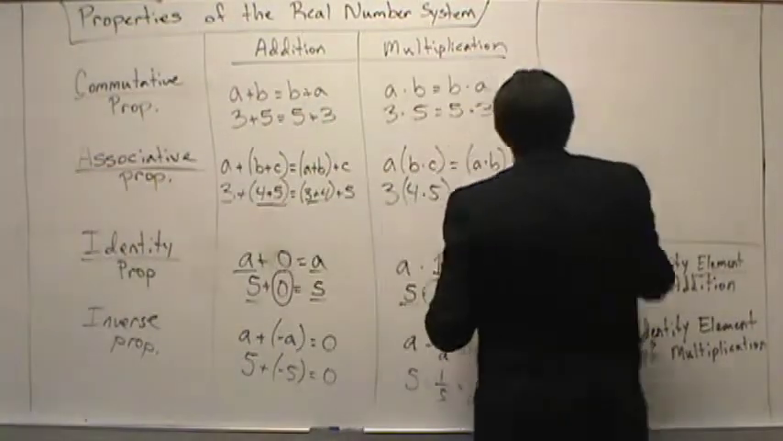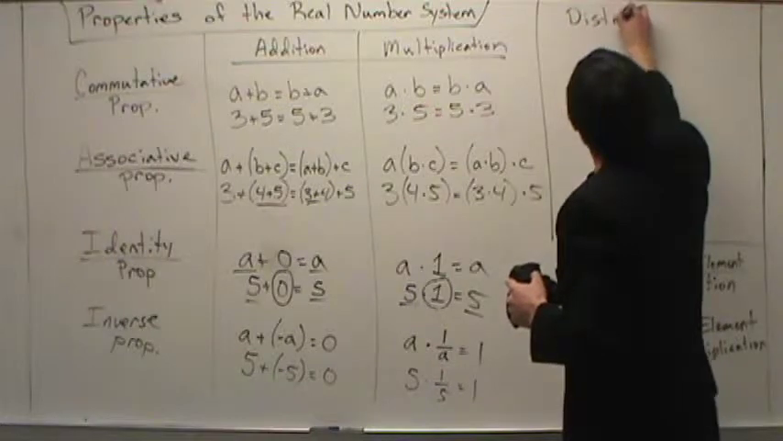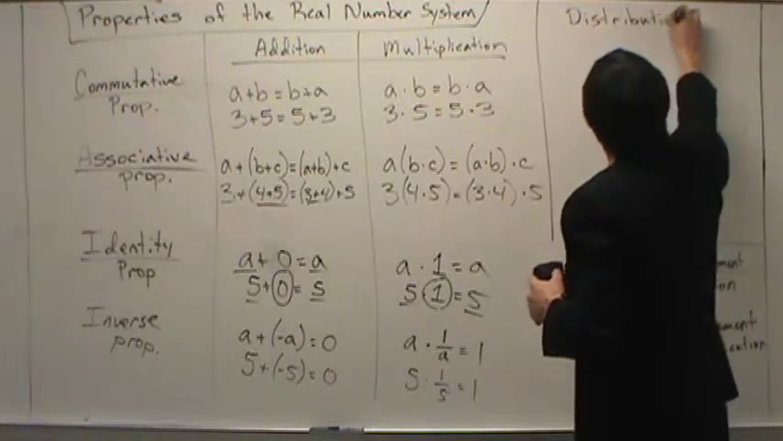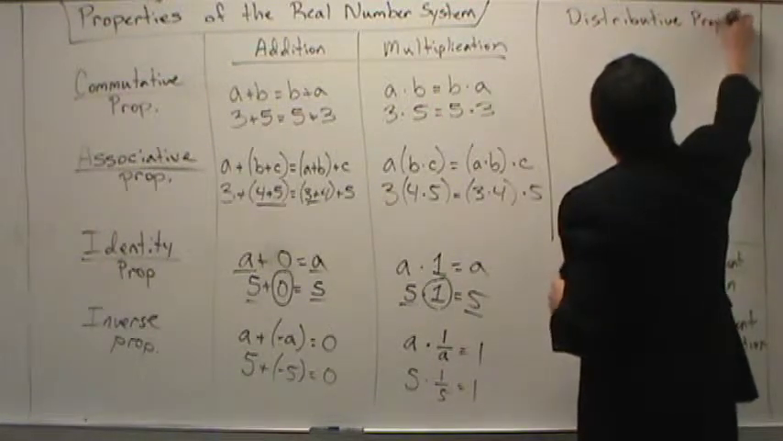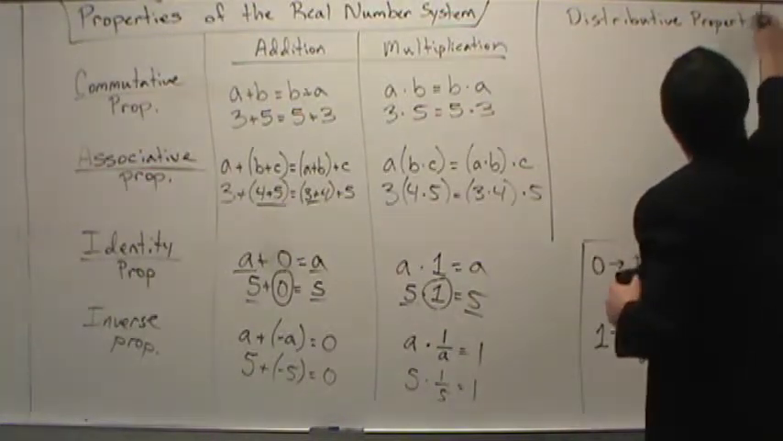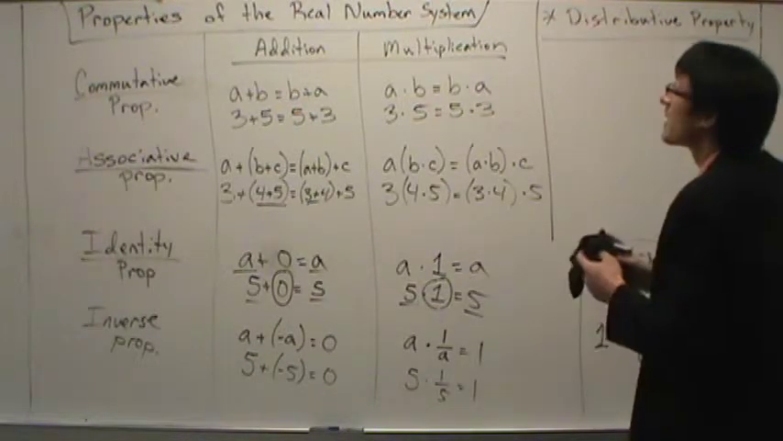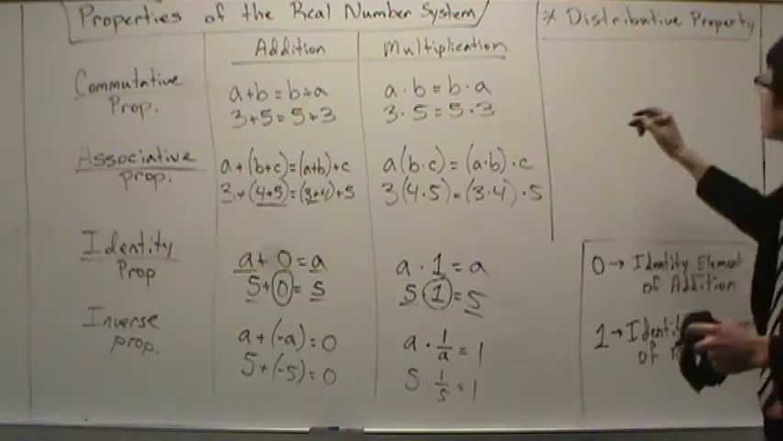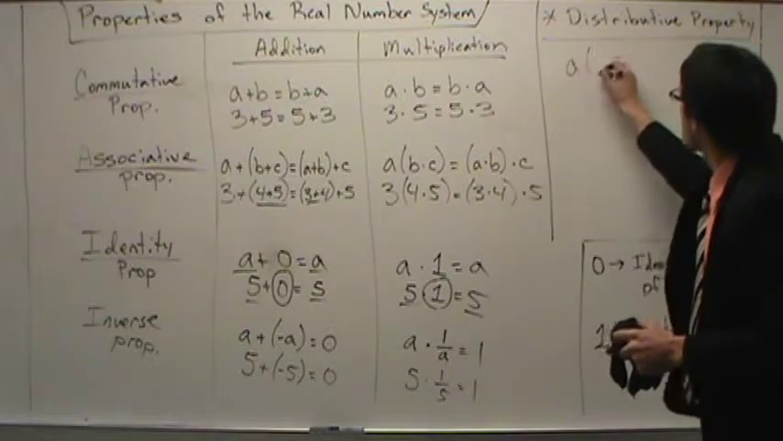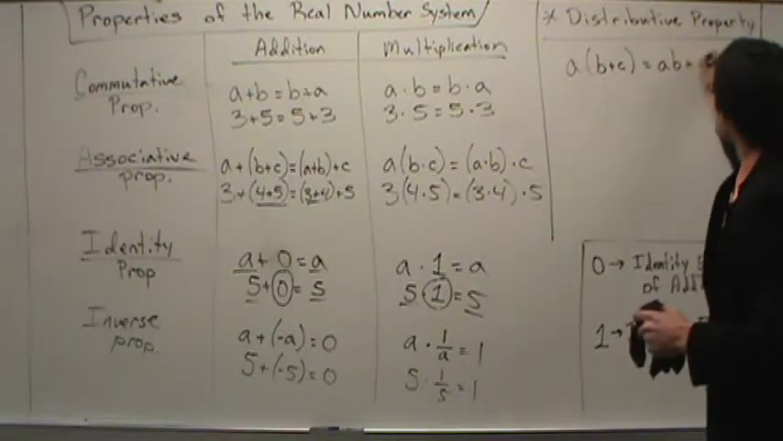Lastly, the last property of the real number system we're going to look at is called the distributive property. This is the most important of all the properties we will look at today. So we're going to write this down. Distributive property says A multiplied by quantity B plus C is the same as AB plus AC.